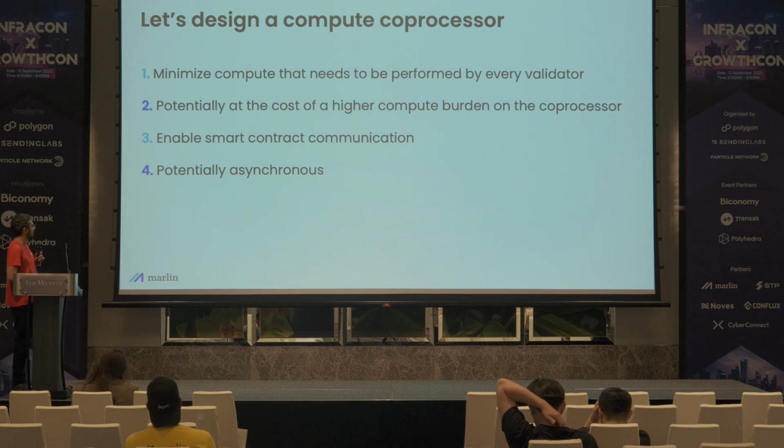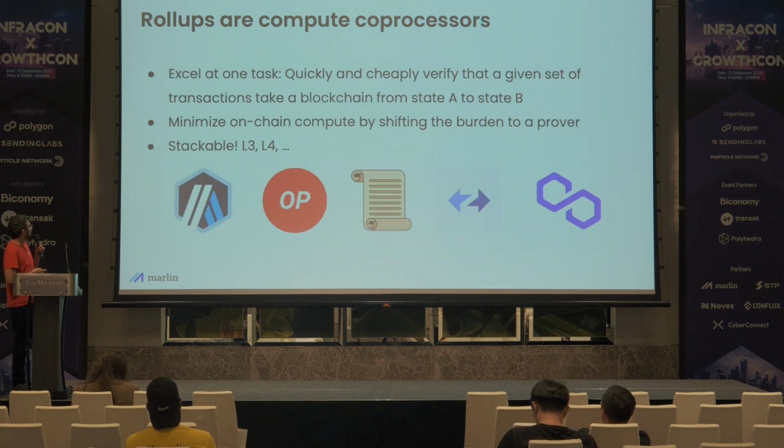That makes sense. So, does it seem familiar to you? Because what I just described is what rollups are. They excel at literally one task, which is to quickly and cheaply prove that a given set of transactions takes a blockchain from state A to state B. And the way to minimize on-chain compute is by shifting the burden onto a group. So your rollup is basically your coprocessor today. And a nice property is they are stackable, so you can just have rollups and rollups and rollups.